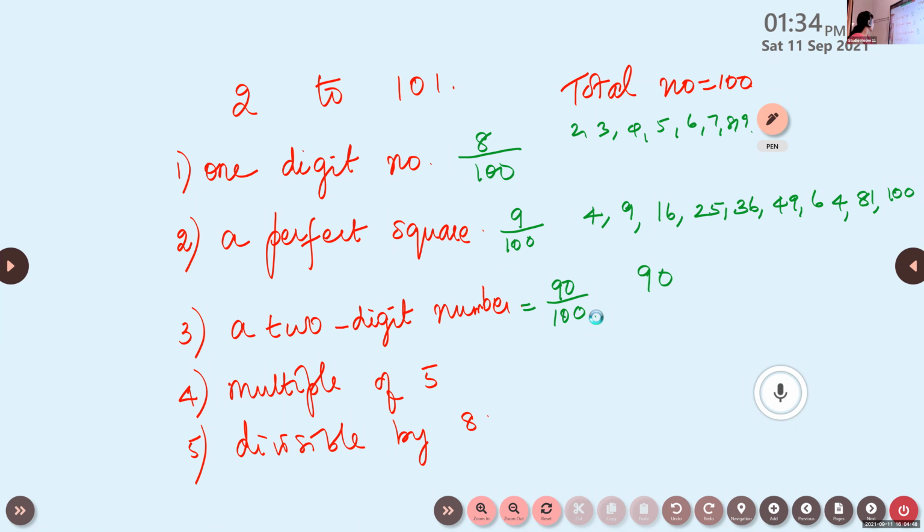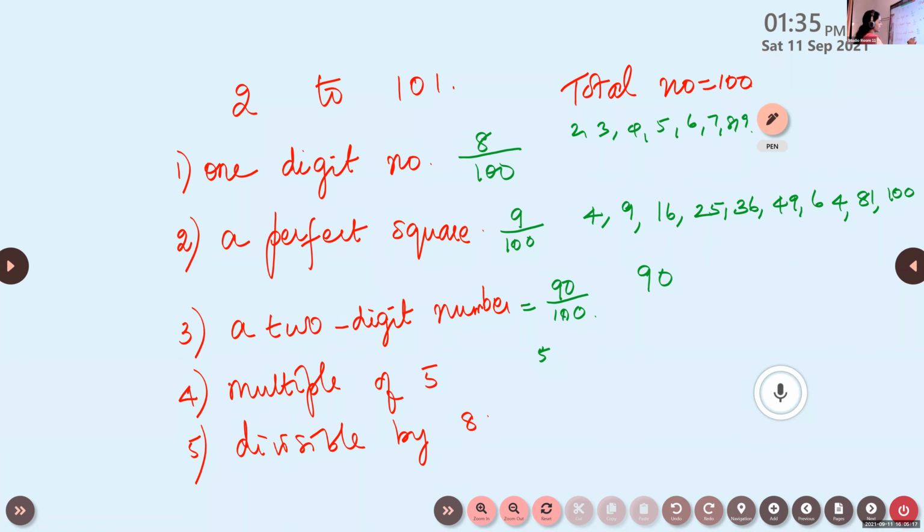What about a multiple of 5? Twenty. 19. Others, check it, children. Is it correct? 19 or 20? 20.